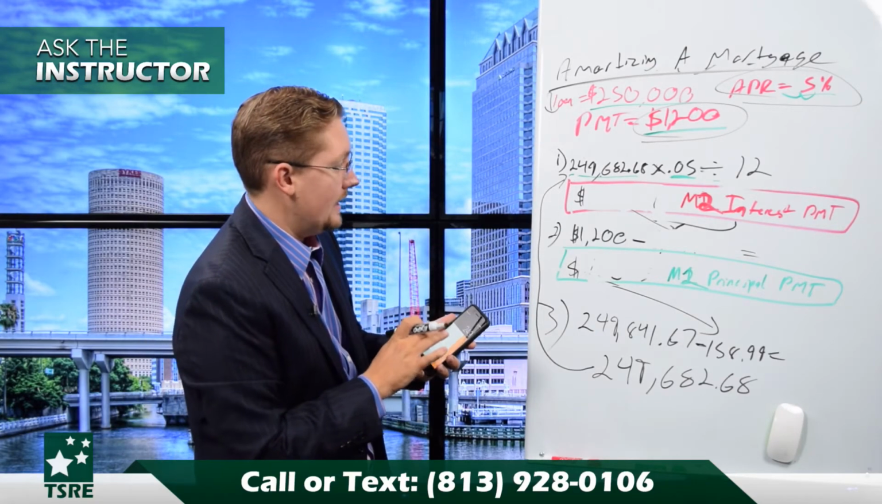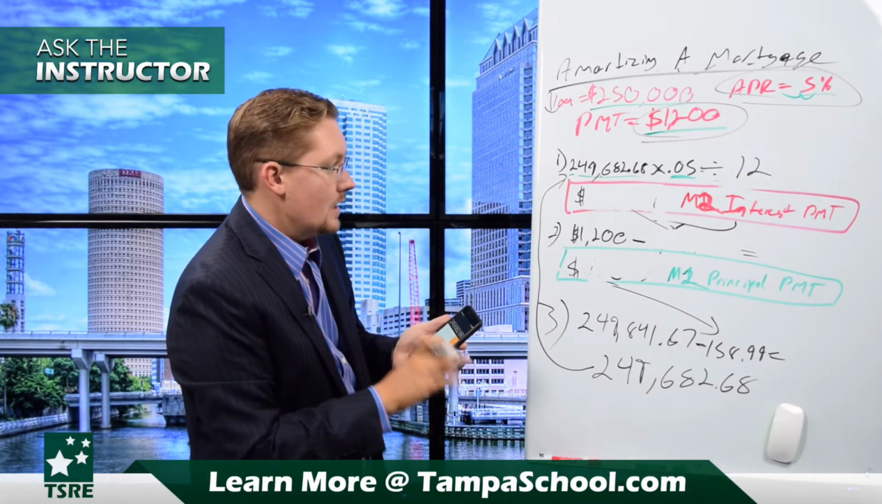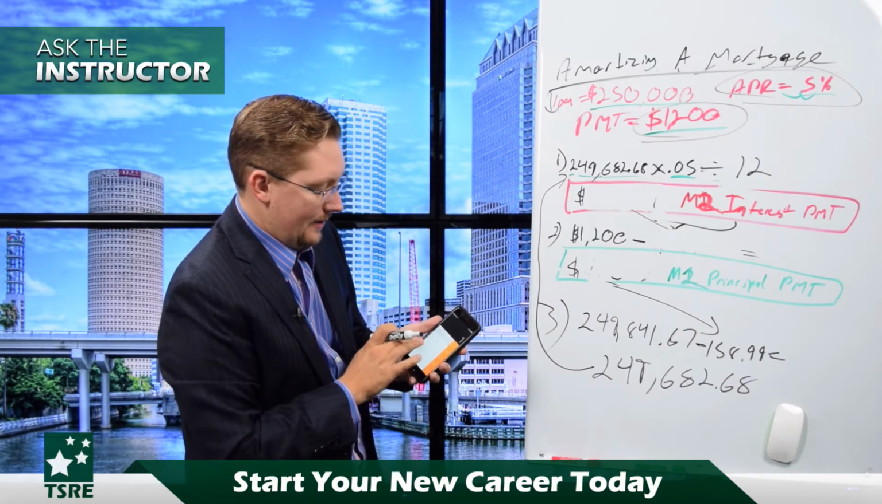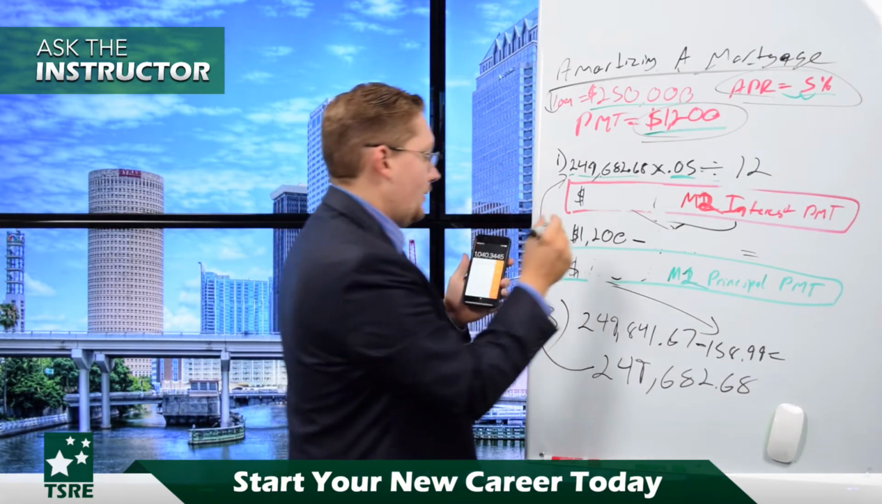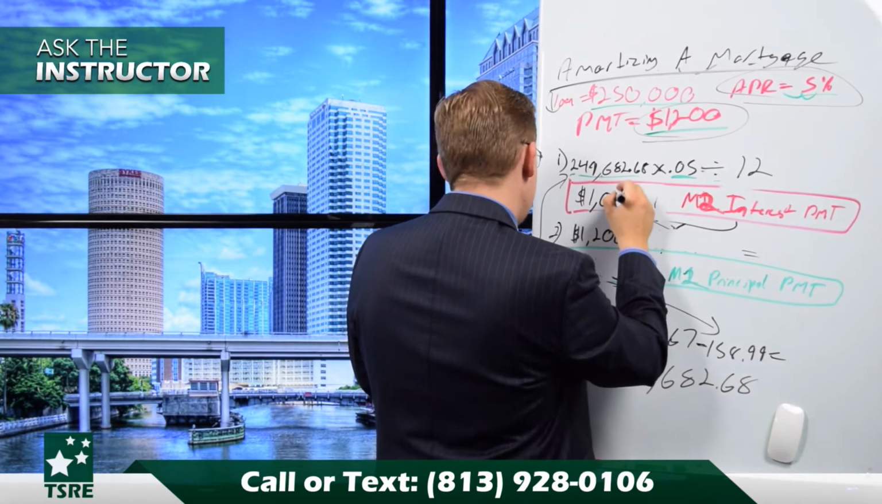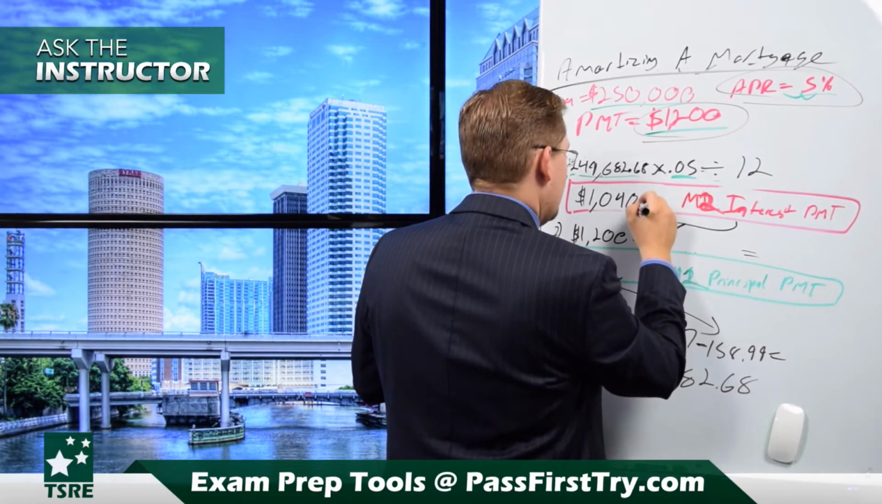So we take $249,682.68. We multiply that by 0.05. We divide that number now by 12, and now our payment, we've gone down, we're into 1040 now, so $1,040 and about, we'll round that to 34 cents.